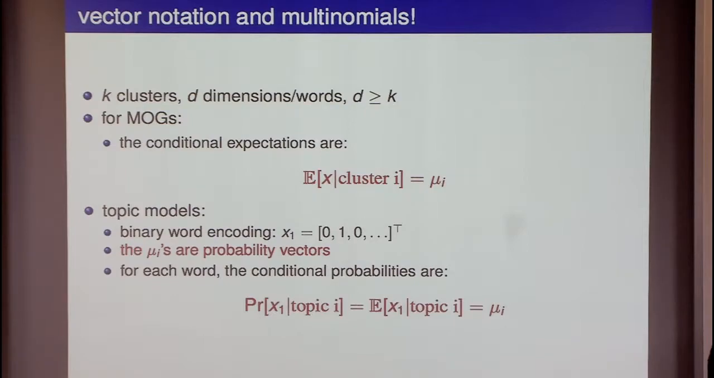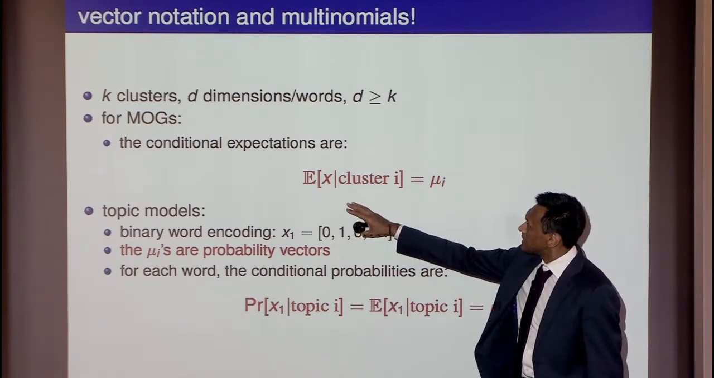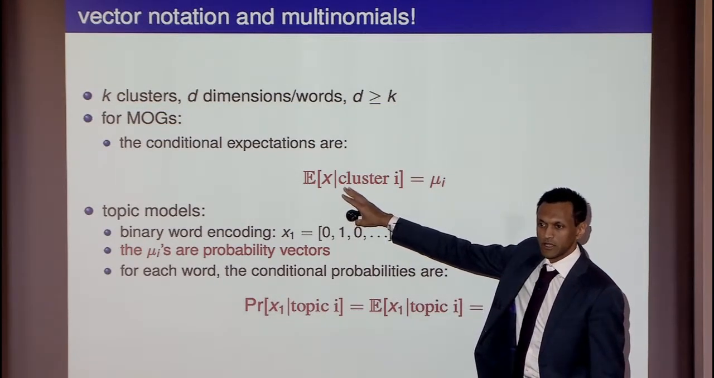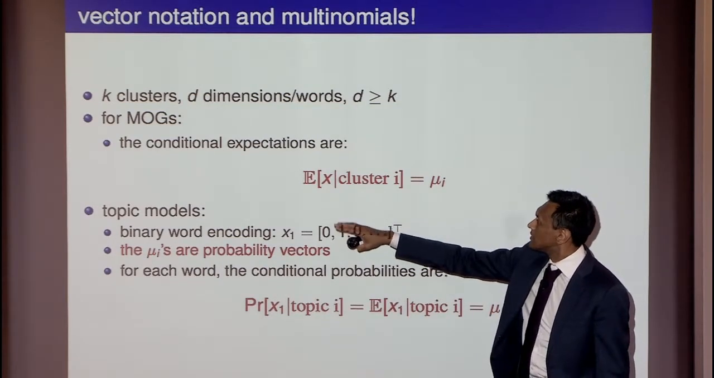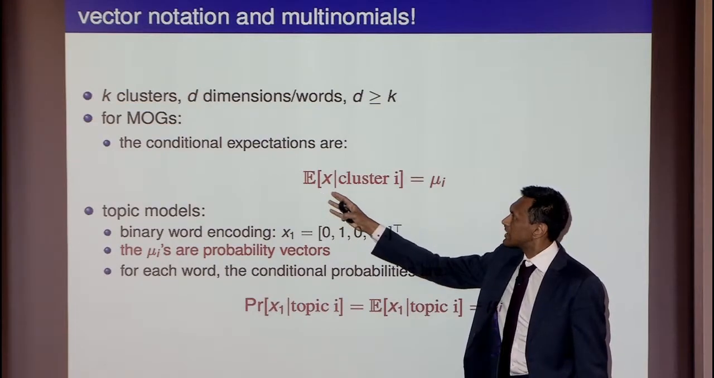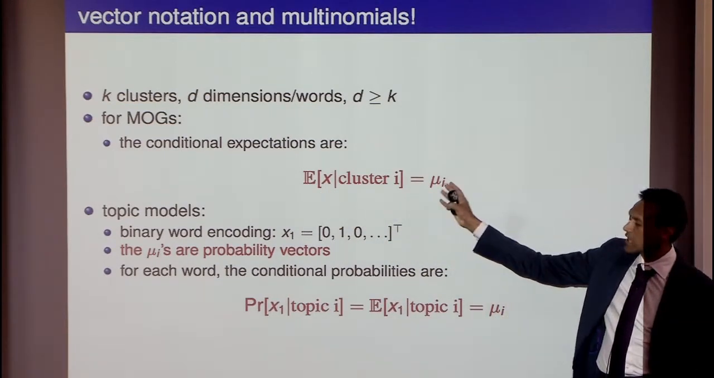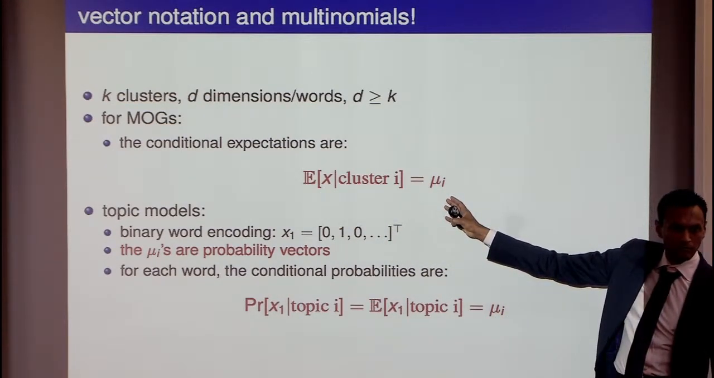So just use vector notation. It's nice. So mixture of Gaussians, x is going to be a vector in d dimensions. Suppose we have k Gaussians. So a nice thing with conditional expectation is the expected value of x, given it's from cluster i, is just the mean.